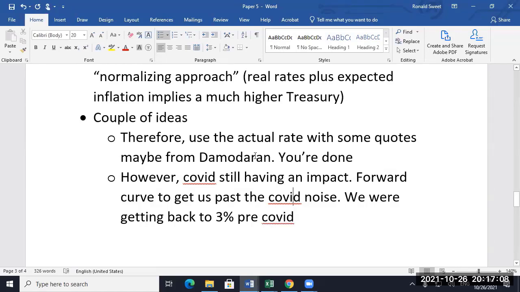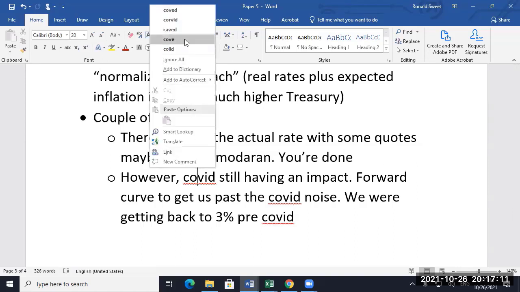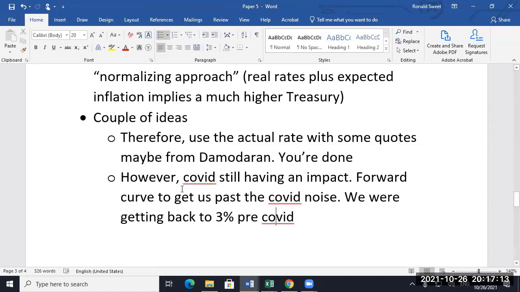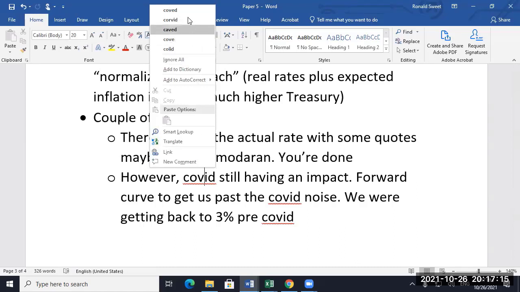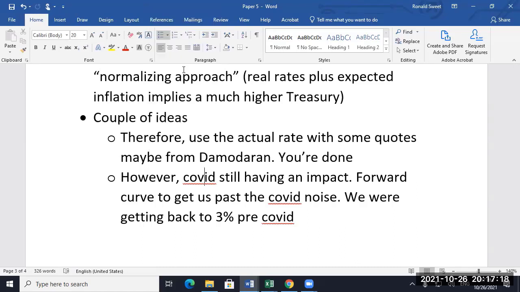I don't know why Bill Gates doesn't know COVID's a word yet. How long does it take him? Yeah, he doesn't have a capitalized one there, but that's what mine at home does. It's all caps.